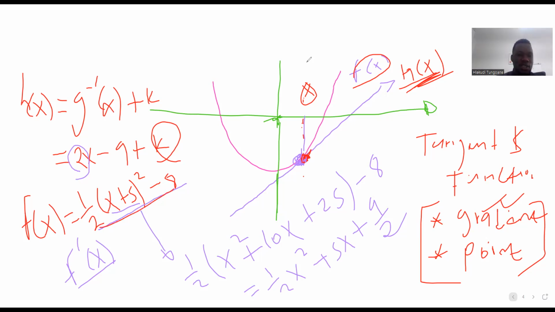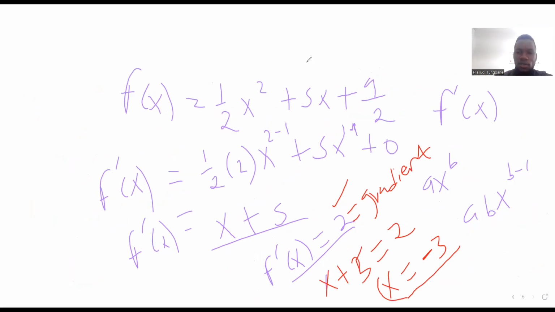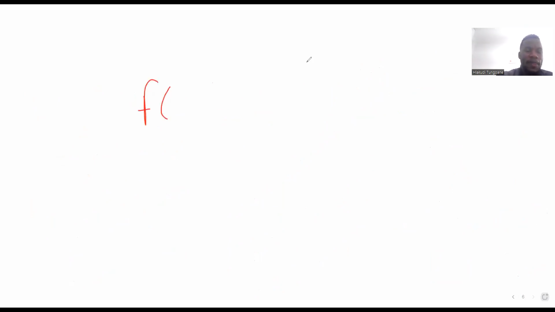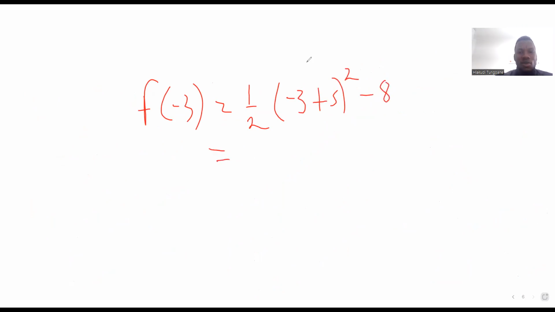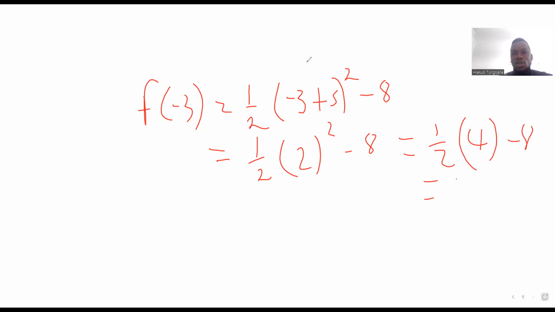But here, we do know this. We know all the function parameters. So if you substitute x for minus 3, then you can solve for the y value. So if we have f of minus 3, which is going to be 1 over 2 times (minus 3 plus 5) squared minus 8, right? So this is going to be 1 over 2, and then this is 2 squared minus 8. So this is the same as 1 over 2 times 4 minus 8, right? So that's the same as 2 minus 8, which equals minus 6.